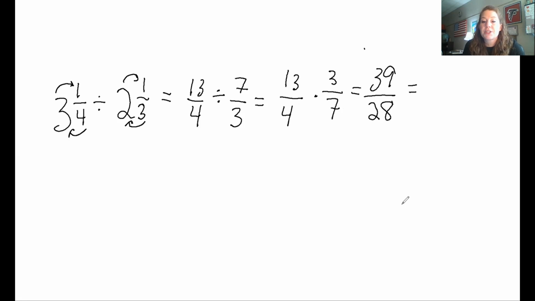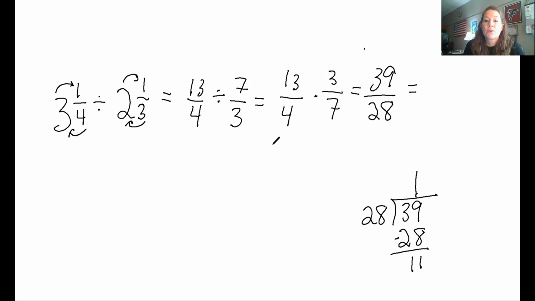Well, that's an improper fraction. So we're going to put the big top dog in the division house, top dog in the house. How many times will 28 go into 39? It'll go one whole time. Then we're going to subtract. 9 minus 8 is 1, 3 minus 2 is 1. So our answer is 1 and 11 over 28.